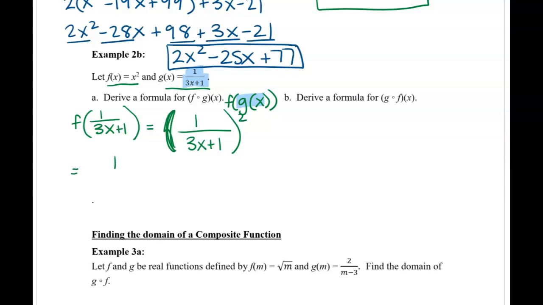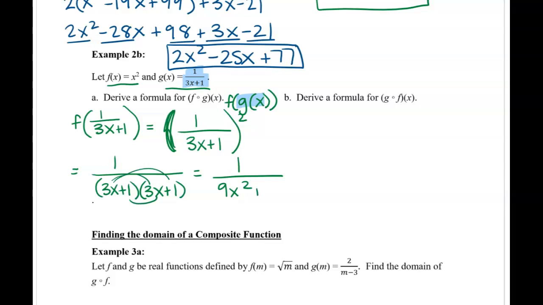1 squared is 1. 3x plus 1 squared is 3x plus 1 times 3x plus 1. 3x times 3x is 9x squared. 3x times 1 is 3x. 1 times 3x is another 3x. So that's plus a total of 6x plus 1.